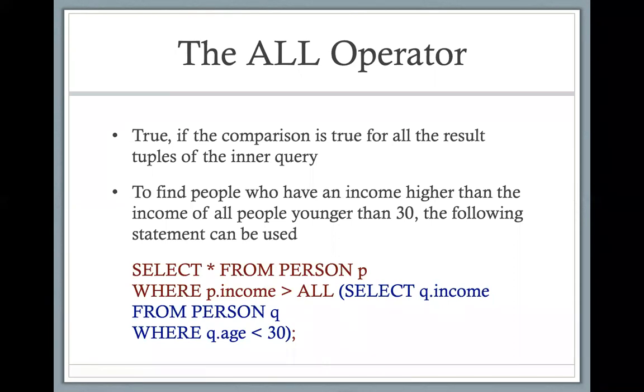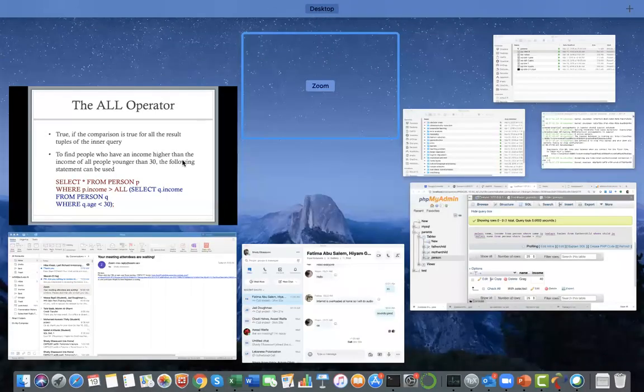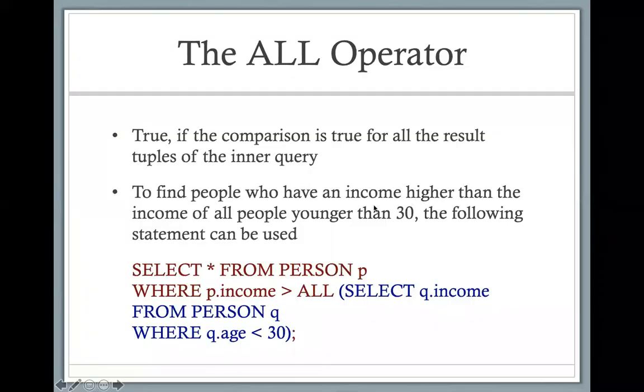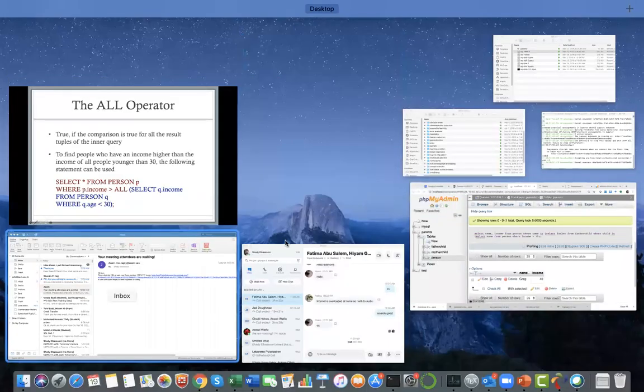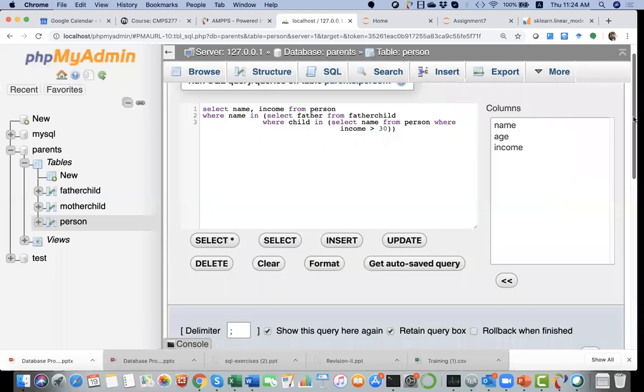For example, let's say I want to find the people who have income higher than the income of all people younger than 30. So I have to find the income of people who are younger than 30, and then find people who earn more than these guys. So how do I get that? That's a select income from person where age is less than 30.